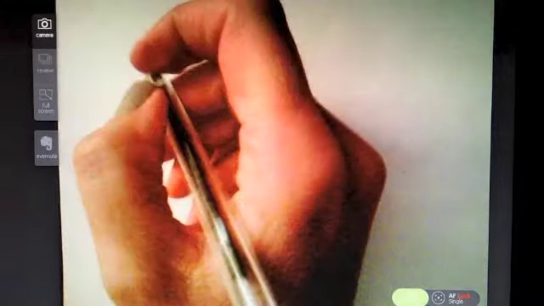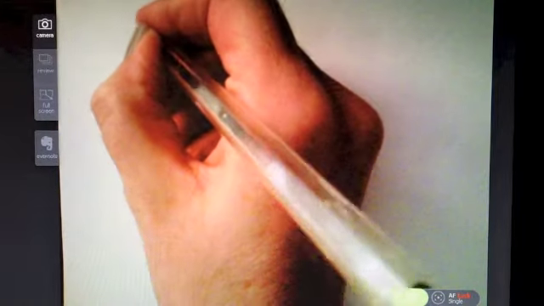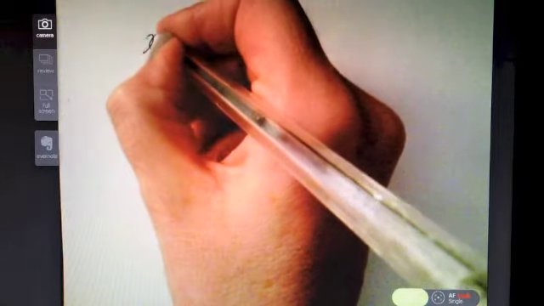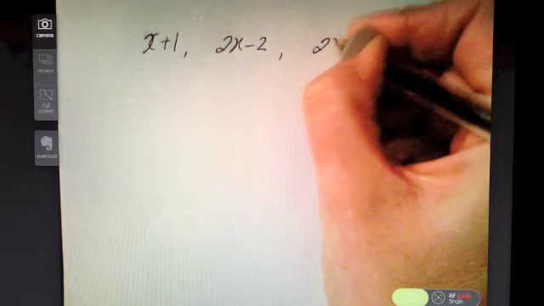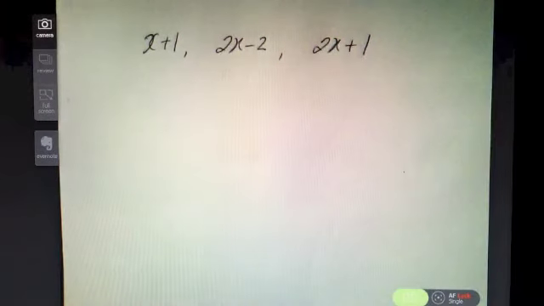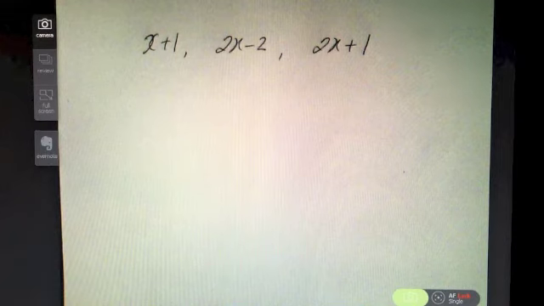So the last element of linear arithmetic sequences I want to just cover in this video is if you're asked the following question: if x plus 1, 2x minus 2, and 2x plus 1 are three terms in an arithmetic sequence, then find the value of x.